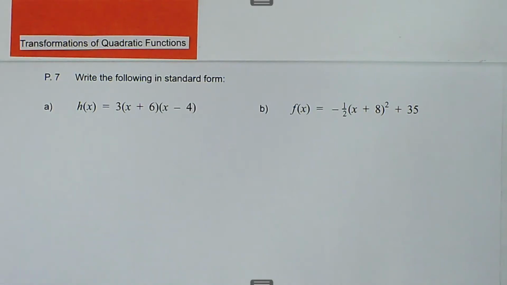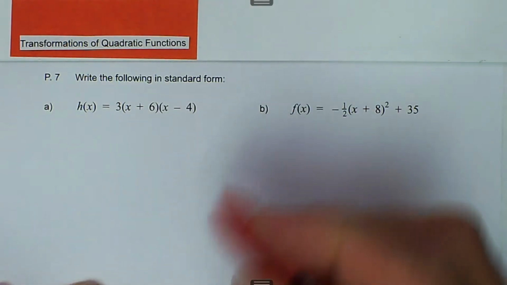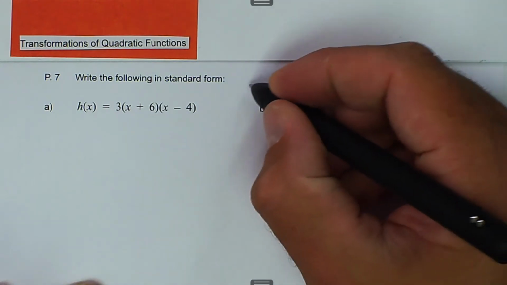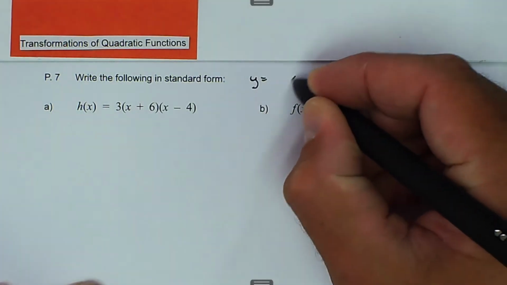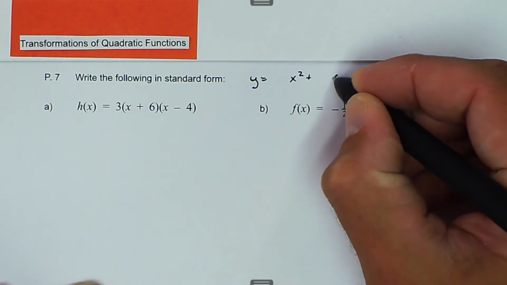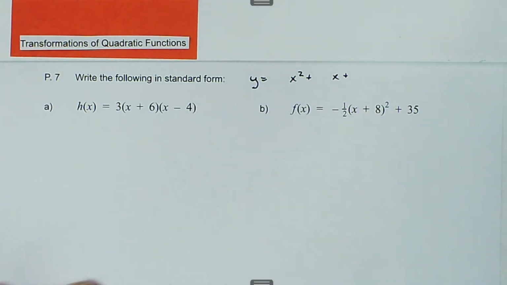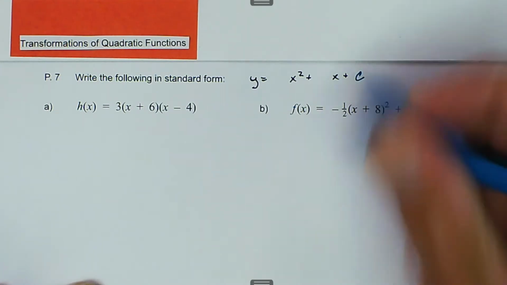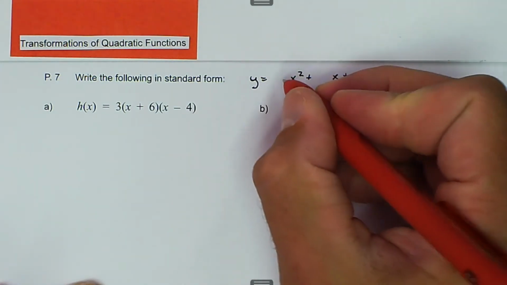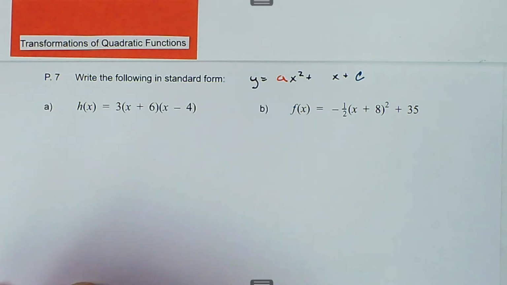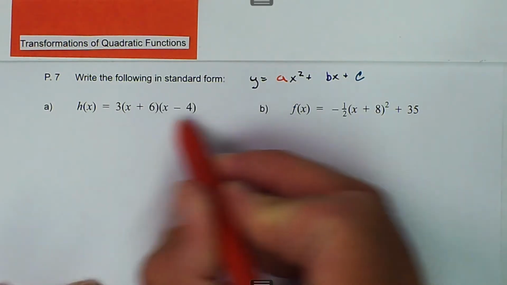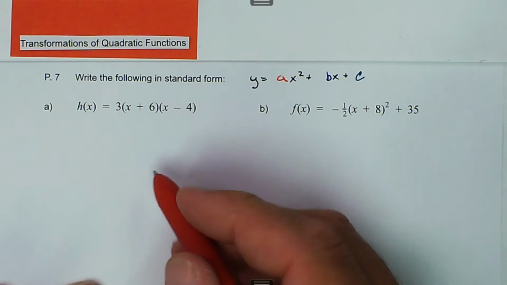We were talking about transformations of quadratic functions, and we want to be able to write the following in standard form. And standard form is y equals ax squared plus bx plus c. So we have our c value, our a value, and our b value is the linear term. And in order to get into standard form, what we have to do is distribute and combine all the like terms that we have here.